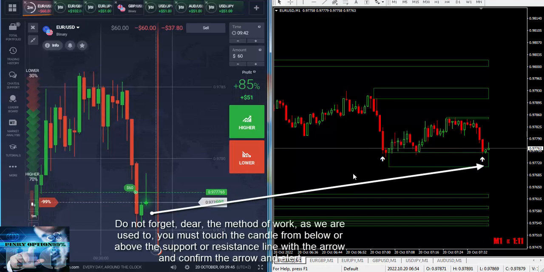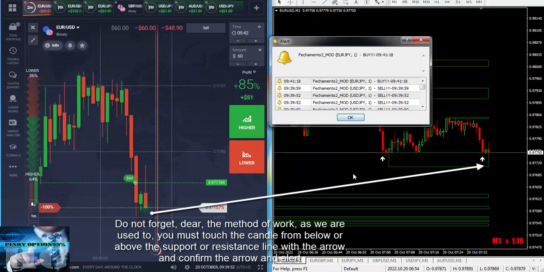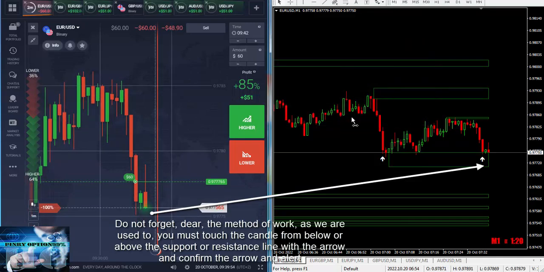Do not forget, dear, the method of work. As we are used to, you must touch the candle from below or above the support or resistance line with the arrow and confirm the arrow and alert.